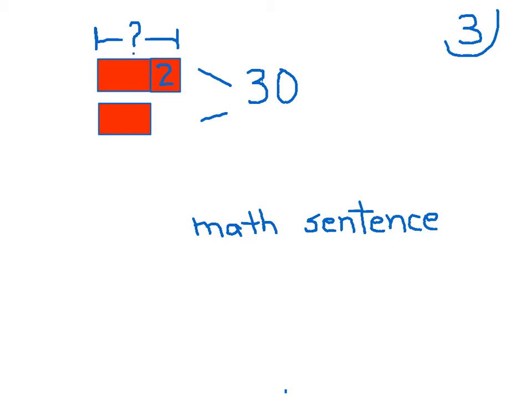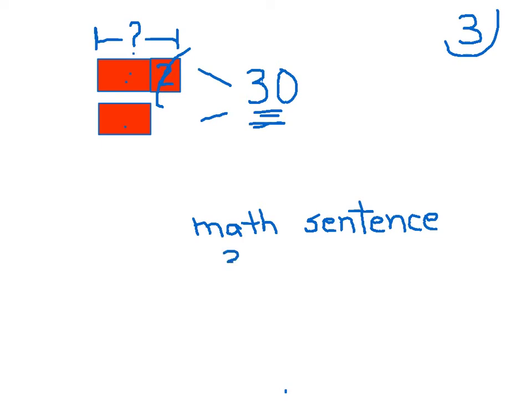Okay, in this drawing, I see that there are 30 all together, and that 30 has 2 equal boxes inside of it and a 2. Again, if I can get rid of this 2, just take it away from the total, then I will have 2 equal boxes, and I can just divide that leftover amount by 2.